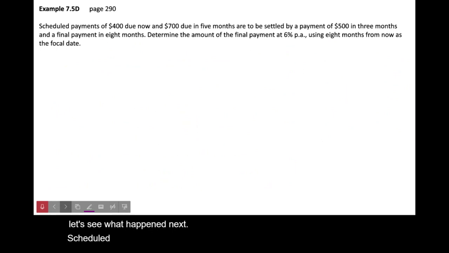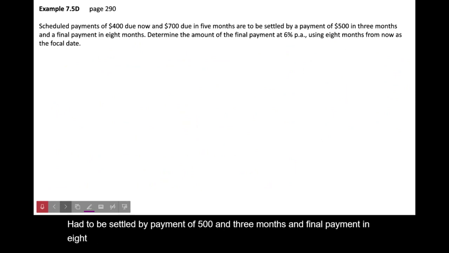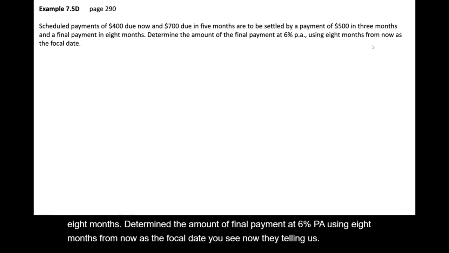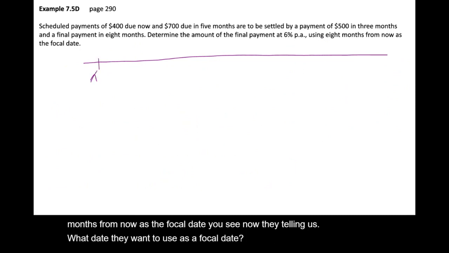Scheduled payment of 400 due now and 700 due in 5 months are to be settled by payment of 500 in 3 months and final payment in 8 months. Determine the amount of final payment at 6% PA using 8 months from now as the focal date. You see, now they're telling us what date they want to use as a focal date.